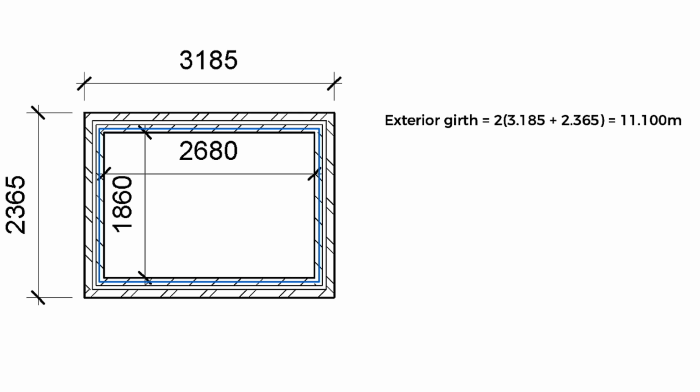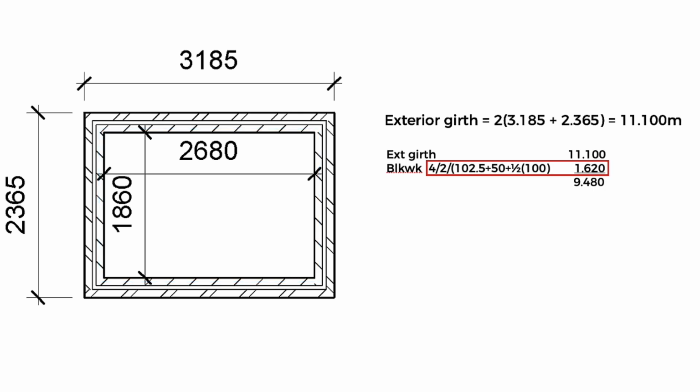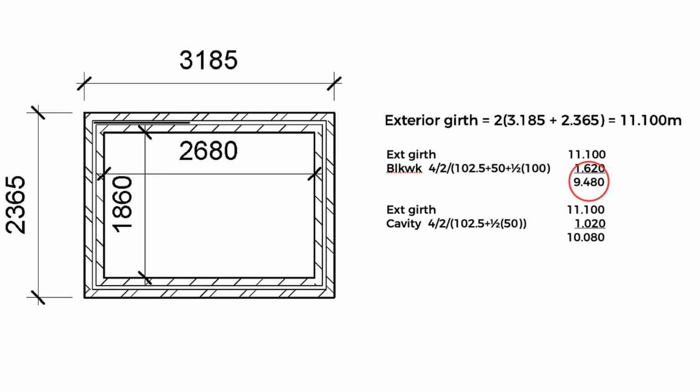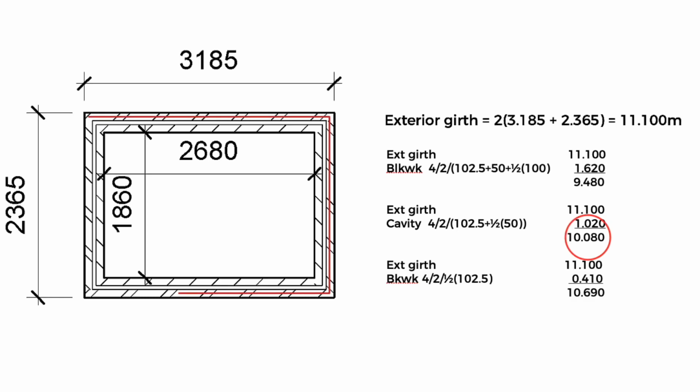Starting with the inner blockwork skin, our calculations for its centre lines would be 4 by 2 by 102.5 plus 50 plus a half of 100, which equals 1.620. Deduct this from the outer girth and we get 9.480. For the cavity, our calculation for its centre line would be 4 by 2 by 102.5 plus a half of 50, which equals 1.020. Deduct this from the outer girth, we get 10.08 meters. For the outer brickwork skin, our calculation for its centre line would be 4 by 2 by a half of 102.5, which equals 0.410. Deduct this from the outer girth and we get 10.690.